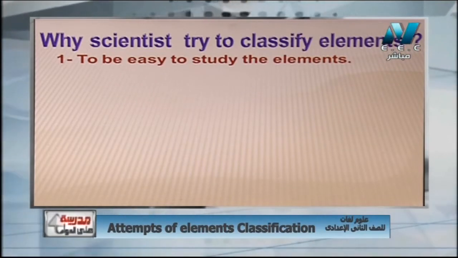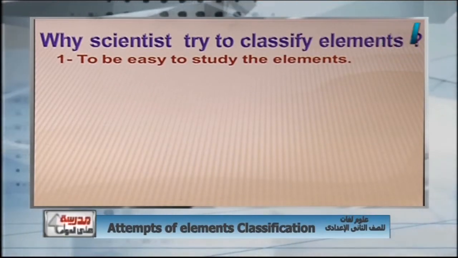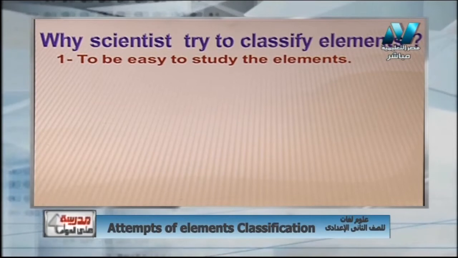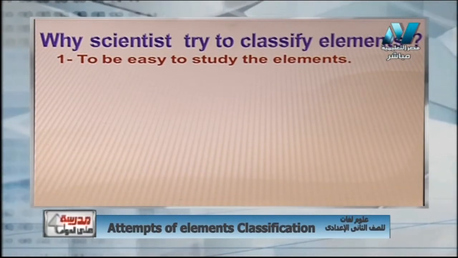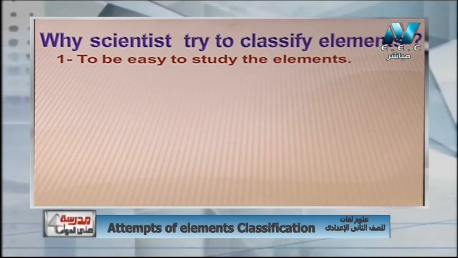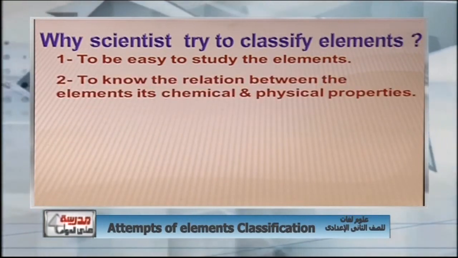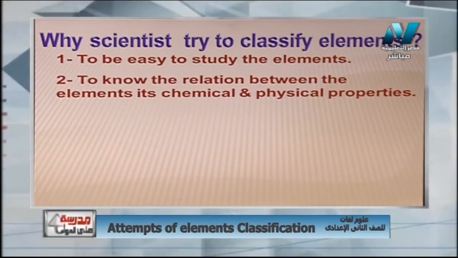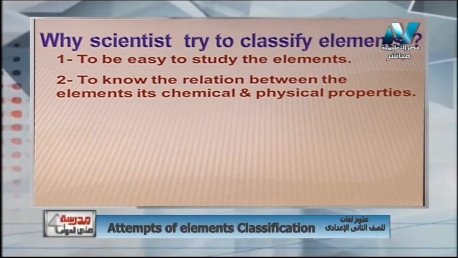Why do we classify elements? Number one, to be easily studied. So when I know this element is in this group, I can know its property. If we classify elements, we put them together to be easily studied. And number two, to know the relation between elements and chemical and physical properties. This is an important question.